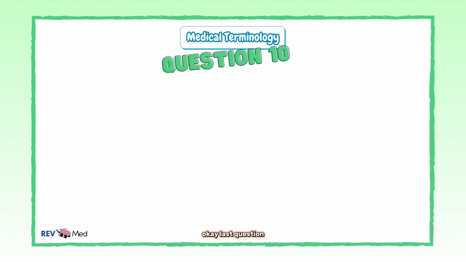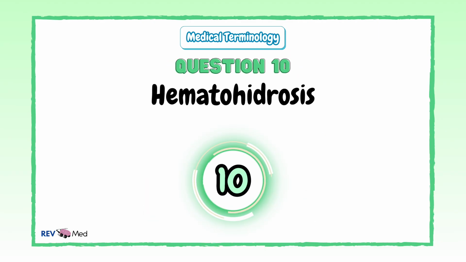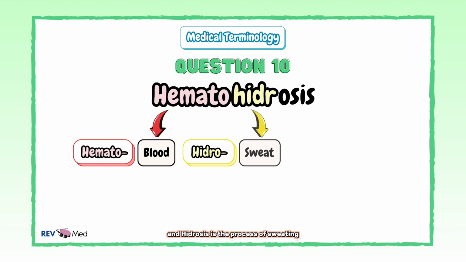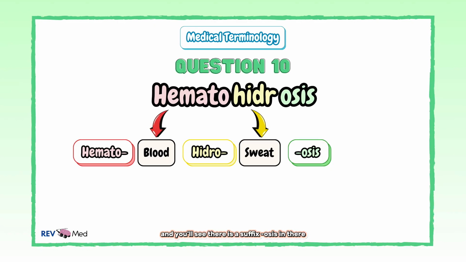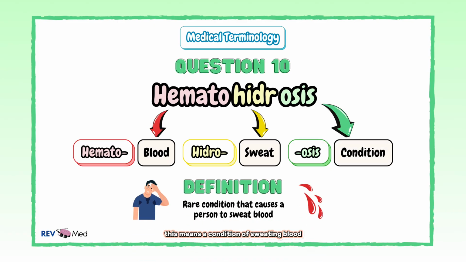Okay, last question. Question 10. Hematohidrosis. Alright, good. Hemato, heme is for blood or bleeding, and hydrosis is the process of sweating. Remember we went over the root word hydro, which meant sweat, and you'll see there is a suffix osis in there, also for condition. So putting it together, this means a condition of sweating blood.